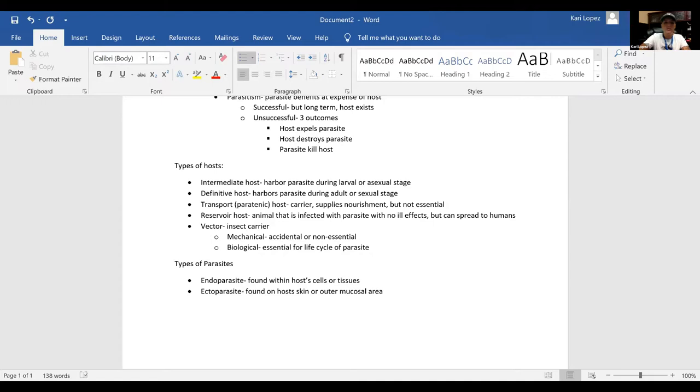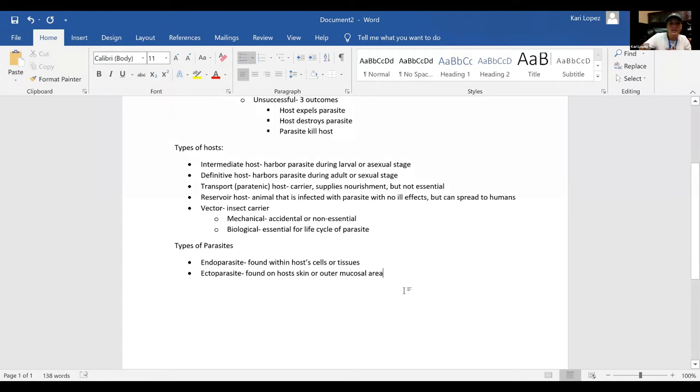So what's an example? If you have an endoparasite, what might be an example of that? Like hookworms. Exactly. So all your nematodes and stuff are going to be endoparasites, whereas all your arthropods are going to be ectoparasites. Like your lice and your spiders and stuff like that are considered ectoparasites.